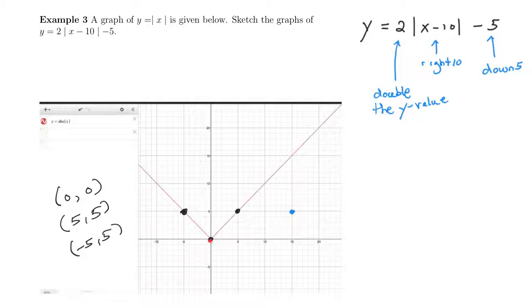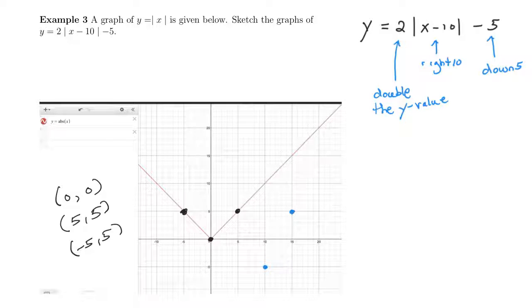So let's see. Here's 0, 0. It's going to go right 10. The y value is 0, so if we double it, it doesn't go up or down. And then we're going to subtract 5 from it, and we end up at 10, negative 5.